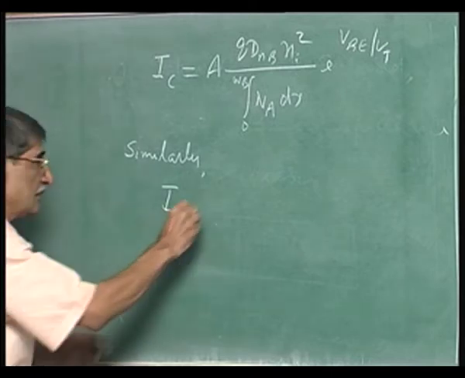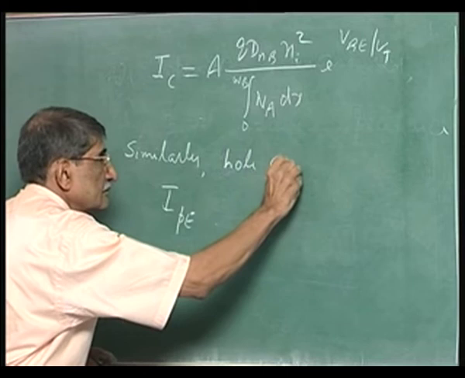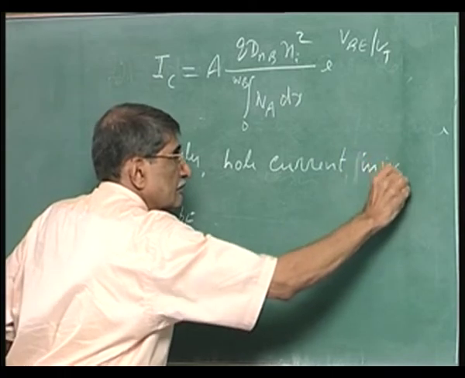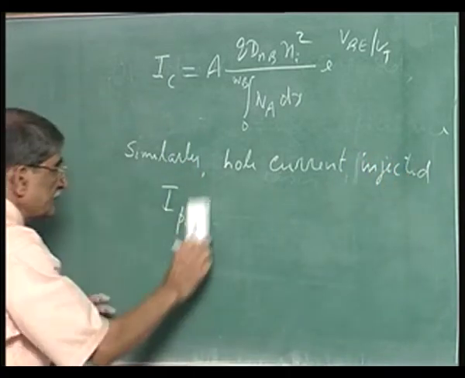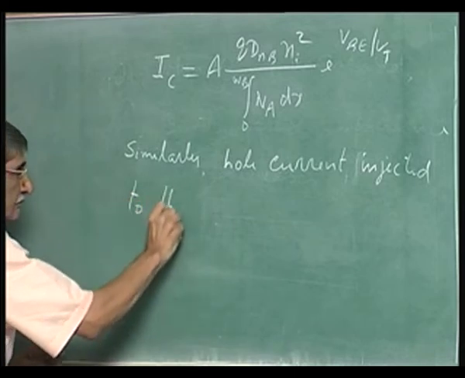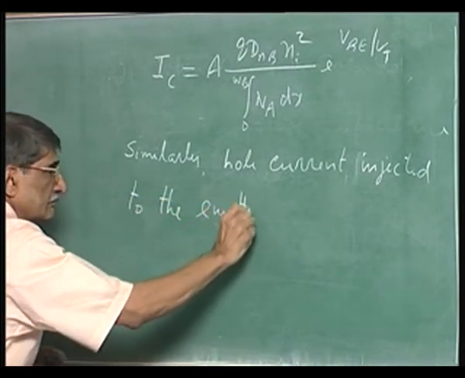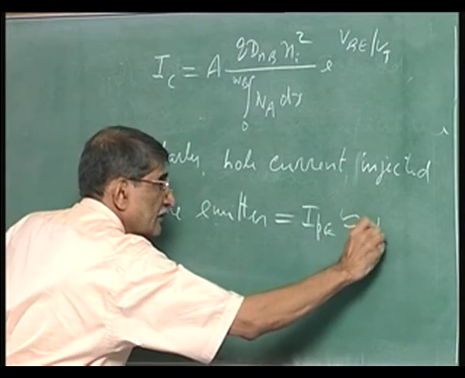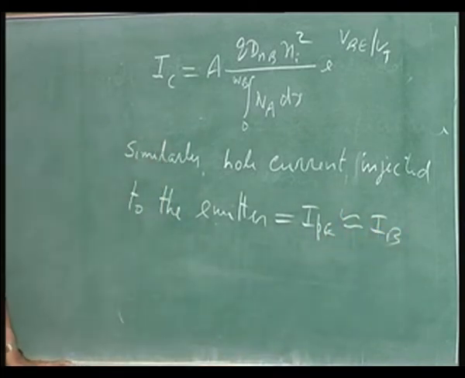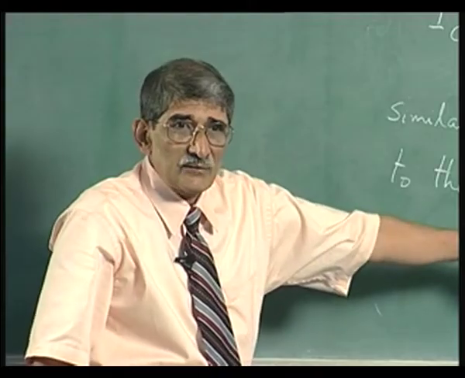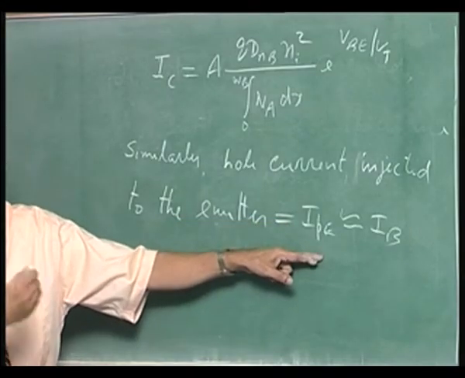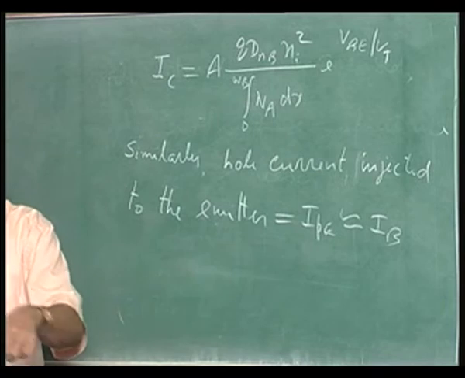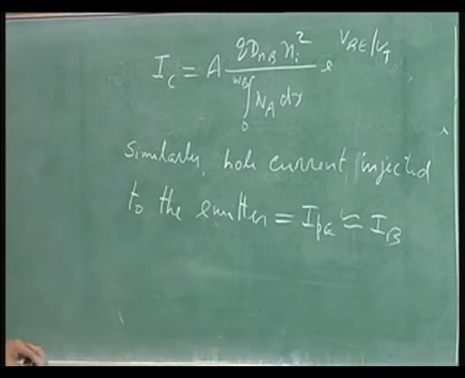Okay. Injected to the emitter. Is IPE approximately equal to IB, because recombination current in the base is negligible. Otherwise, you have to add that also. Base current will be this whole current injected to the emitter plus recombination current in the base. I am neglecting that because base width is very small, nothing much recombined. So, IPE will be how much?